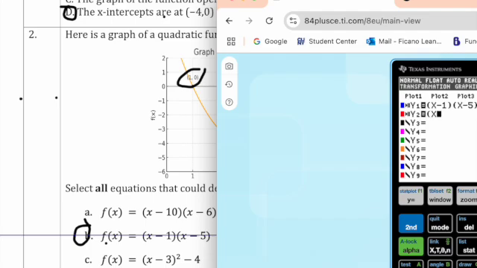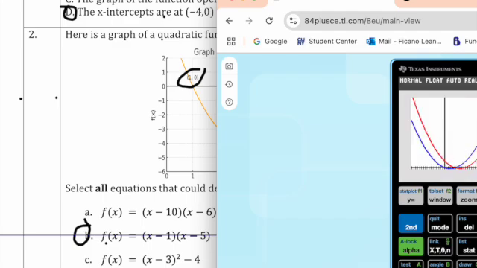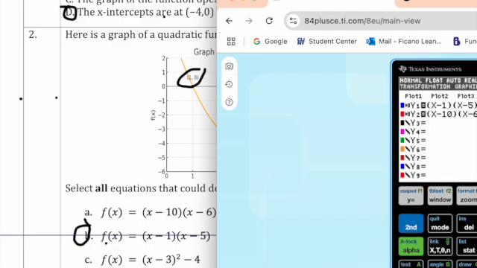X minus 10 times x minus 6. Okay, and I'll just hit graph to see. Okay, they're not equal. That's clear. So I'll do the next one. Clear that up, and I'll do x minus 3.